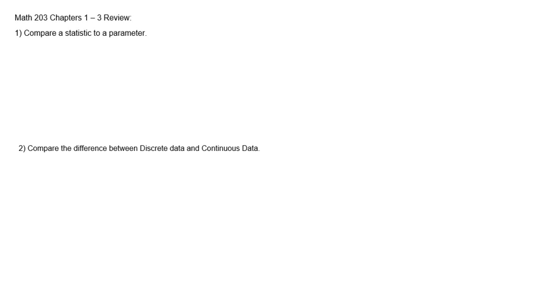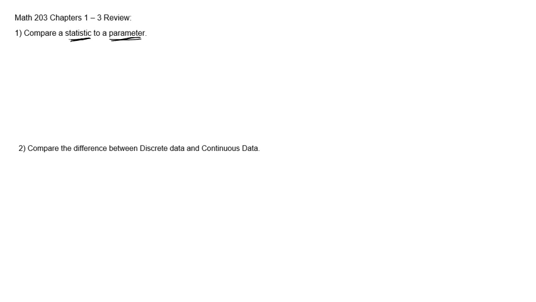Okay, chapters 1 through 3 review. Compare a statistic to a parameter. A statistic represents an attribute associated with a sample. For example, the sample mean, the sample standard deviation, sample variance. Whereas a parameter is associated with a population. The population mean, the population variance, the population standard deviation.